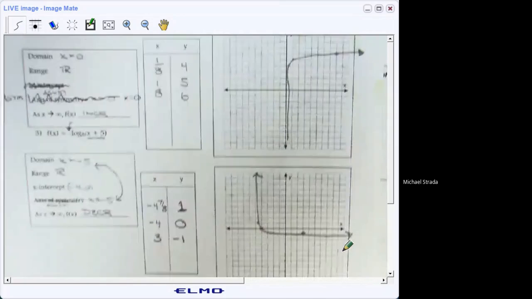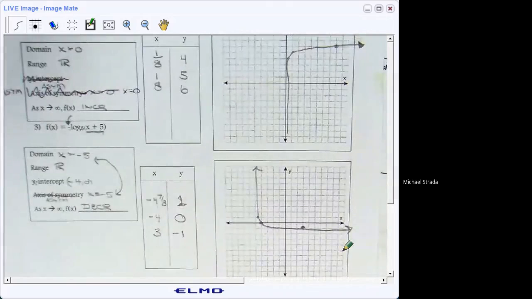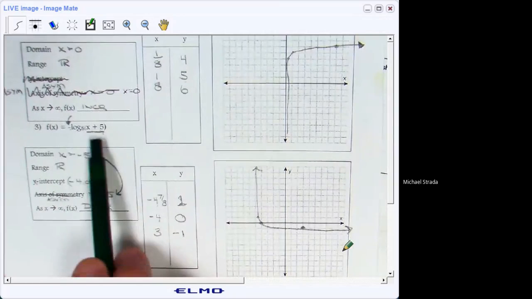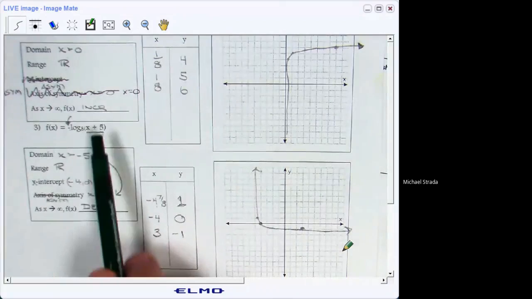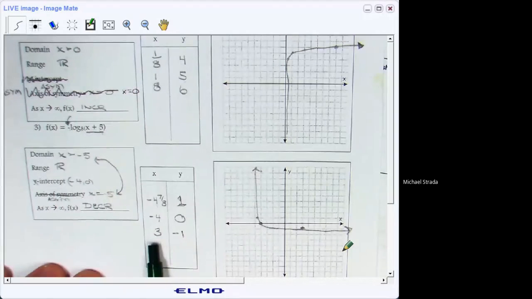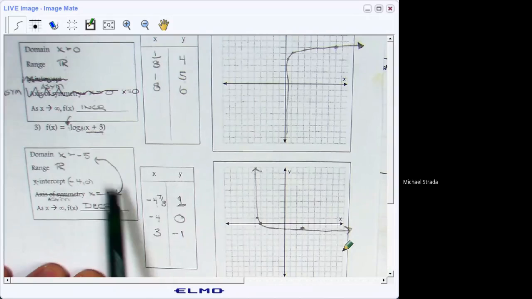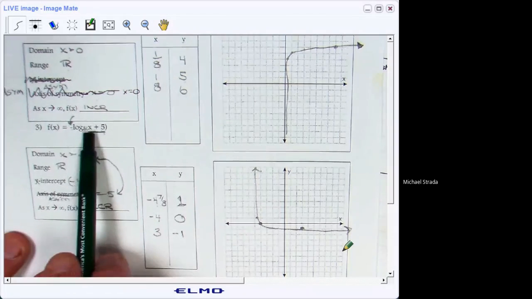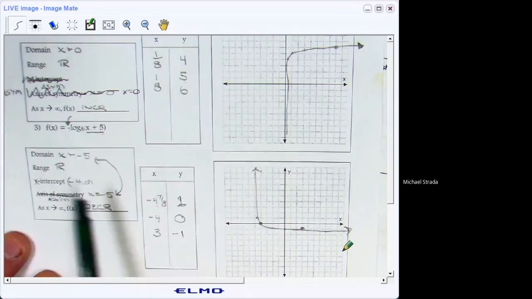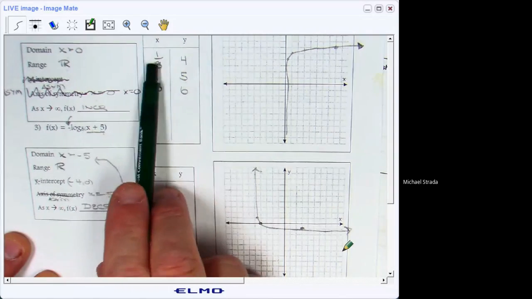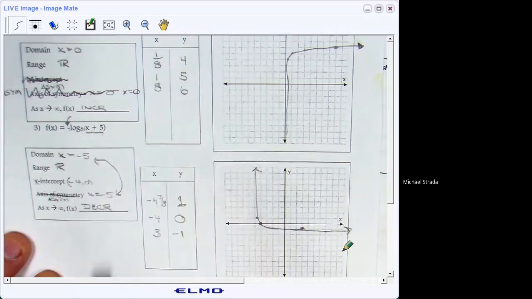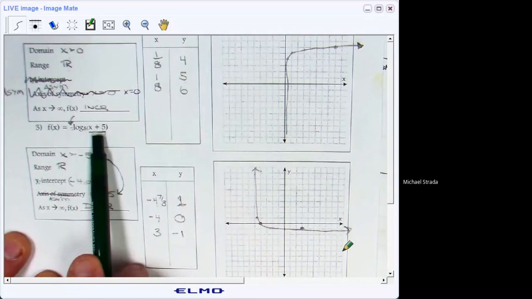All right, the next one involves two things. Number one, a negative on the outside, and number two, now the plus 5 is inside parentheses. Whenever you have parentheses, it changes your domain. When there's no multiplier, no coefficient, you just do the opposite of whatever the number is to your 1 over the base, 1, and the base. So in other words, the opposite of plus 5 is minus 5.